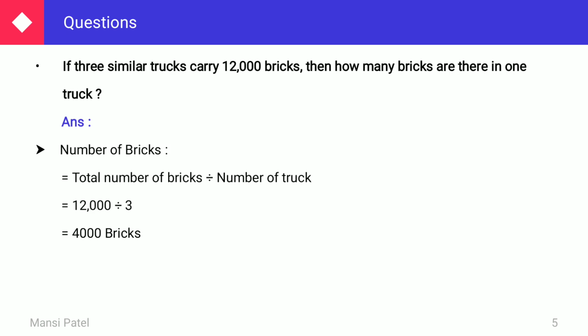So 4,000 bricks in the first, then 4,000 bricks in the second, and then 4,000 bricks in the third. So just do the addition, 4,000 plus 4,000 plus 4,000. It is equal to 12,000. Therefore we can say that one truck can carry 4,000 bricks.